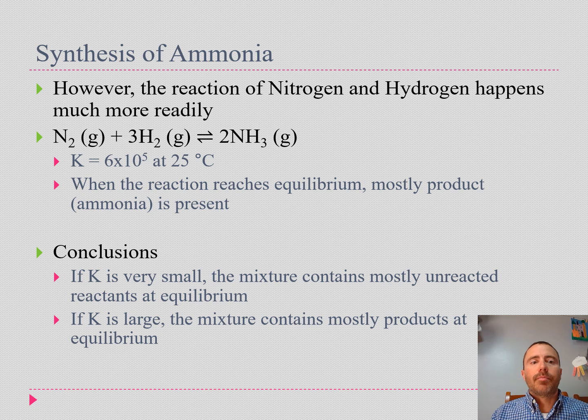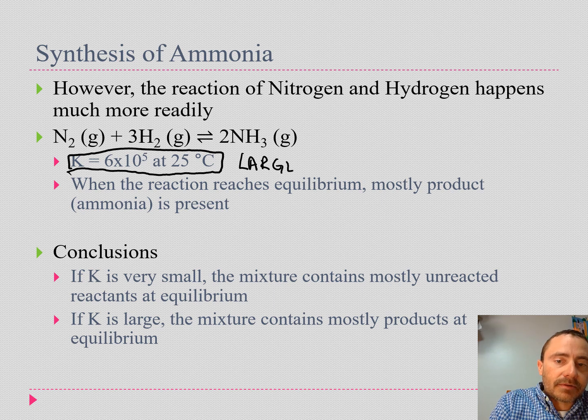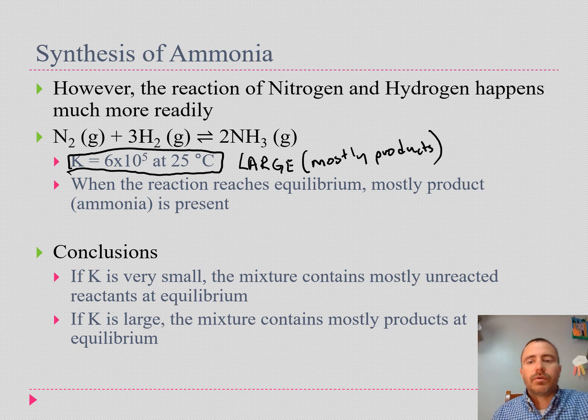Now let's look at something like ammonia. Here I've got nitrogen and hydrogen. So instead of nitrogen and oxygen, now we're going to turn our attention to nitrogen and hydrogen in equilibria with ammonia. Notice now, our equilibria constant for this is 6 times 10 to the 5th. This is large. This means that this reaction, when we reach equilibria, will have everything present. All things have to be there to be at equilibria. However, we're going to have mostly products when we reach our equilibria.